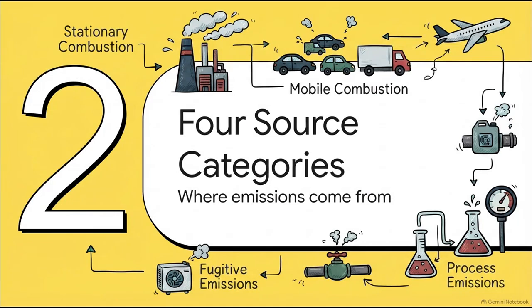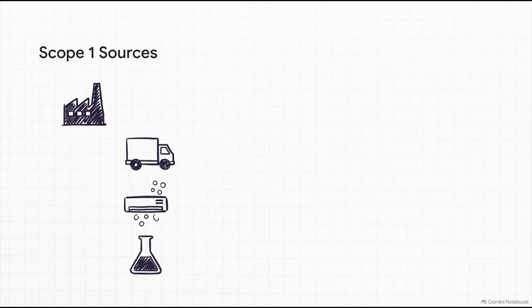Which brings us to Section 2, 4 emission source categories. Where Scope 1 emissions actually come from. Before we start plugging numbers into our mathematical engine, we need to know exactly where to look for them, right? Notice how these 4 distinct categories map perfectly to real Pakistani business examples.